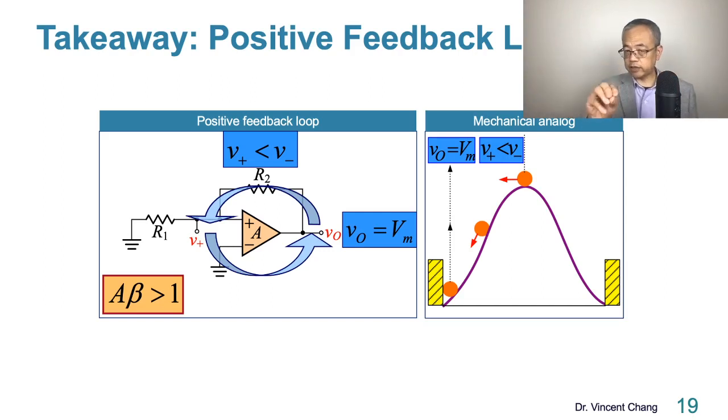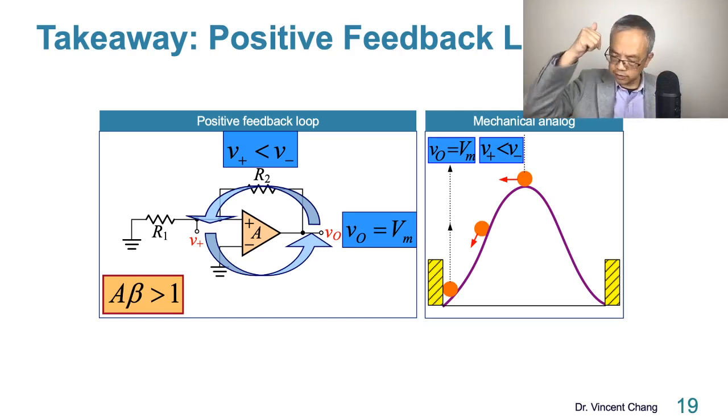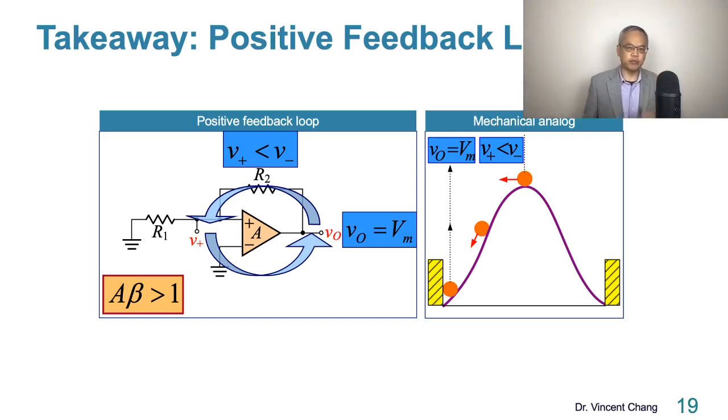So in the next lecture, I'm going to teach you two types of bistable multivibrator. The first one is the inverting bistable multivibrator, inverting Schmitt trigger. The second one is the non-inverting bistable multivibrator, or non-inverting Schmitt trigger.